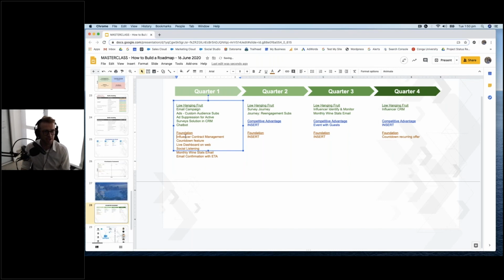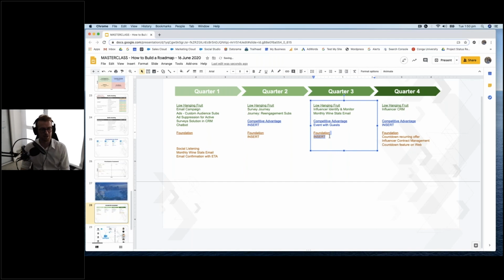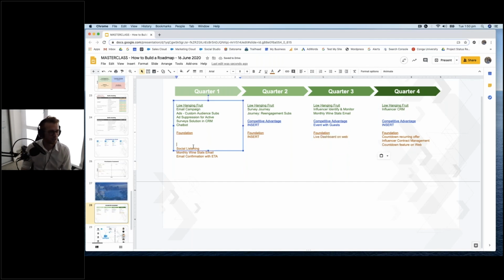And then what else have I got? Influencer contract management. So that'll come after Q3. Countdown feature. I think this is on web. So I think we'll also put this Q4, maybe. Okay, live dashboard on web. That's really cool. I'm excited about this. It's just a bit, I don't know how to do it. So let's just put it to Q3.